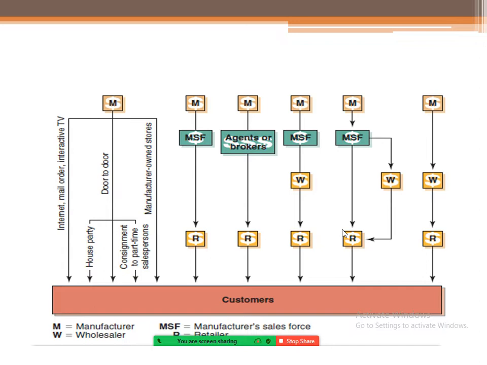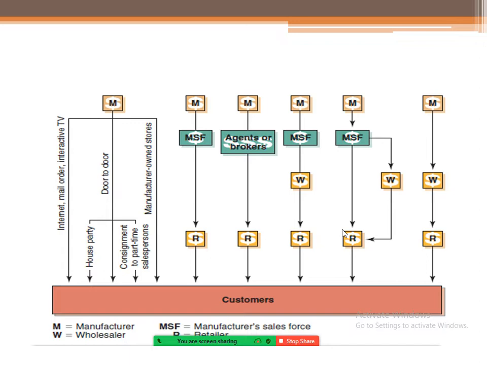So maybe from manufacturers, through the manufacturer's own sales force, you can transfer those products directly to customers. That is shown in the first part. That is through internet, mail order, interactive TV, or door-to-door marketing. That is through house parties or consignments to part-timers, or maybe through manufacturers' own stores. That is a factory outlet. Salespersons can be appointed, and you can sell those products to the ultimate customers. That is the first part.